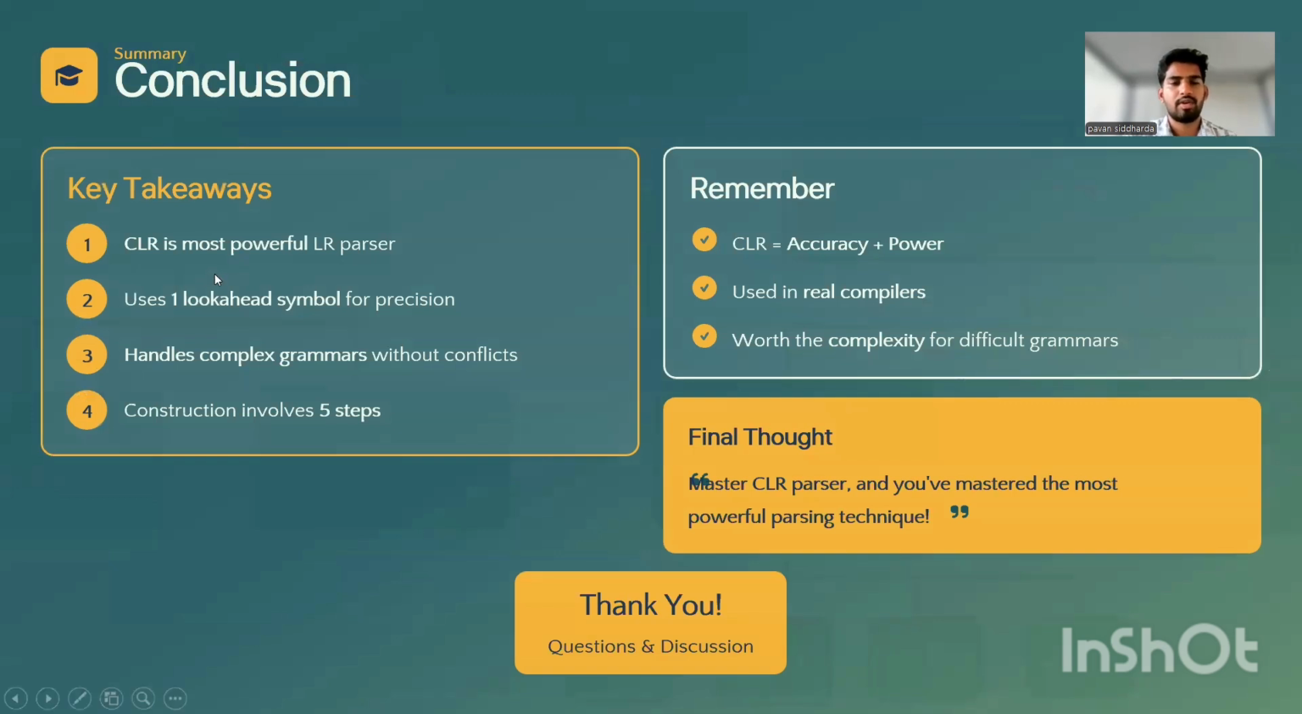In conclusion, CLR is the most powerful LR parser. It uses one lookahead symbol for precision and handles complex grammars without conflicts. Construction involves 5 steps. CLR equals accuracy plus power. It is used in compilers despite the complexity for difficult grammars.